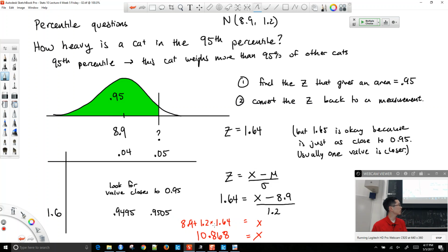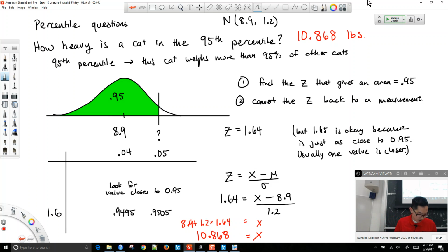Okay, 10.868, 10.9 pounds, something around there. So how heavy is a cat in the 95th percentile? We will say 10.868 pounds. That is the weight of a cat in the 95th percentile. Was this process okay? All right, let me try giving you an example here. We'll do another clicker question.